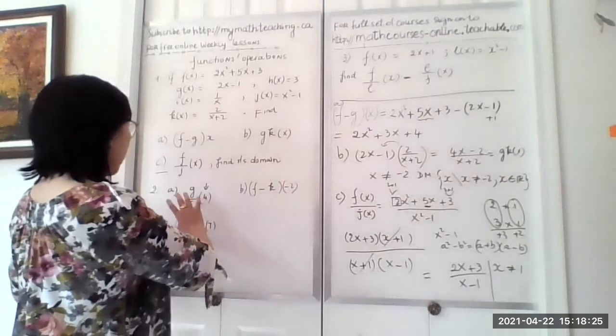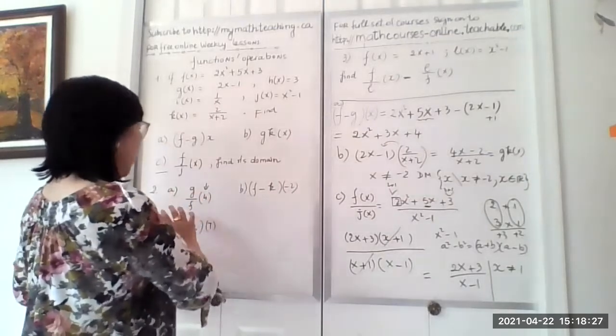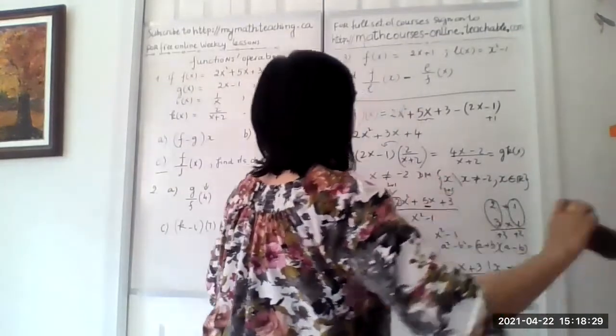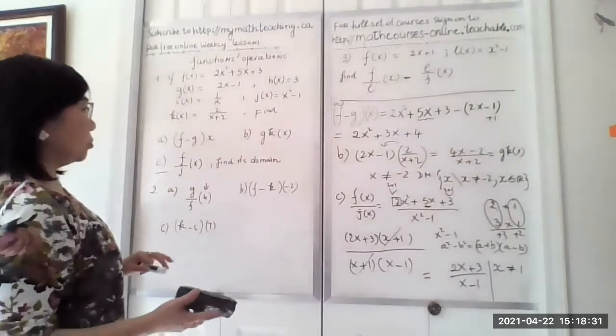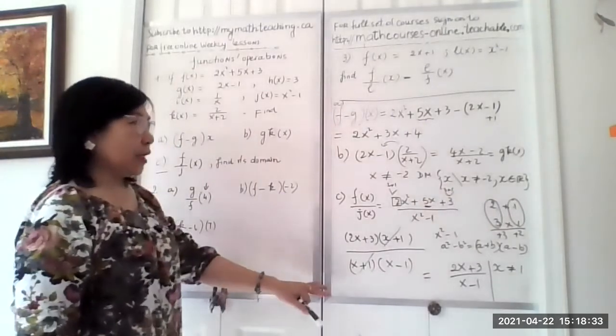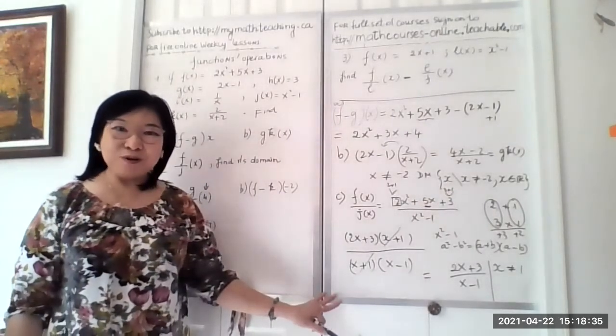Now we're going to proceed to 2A here. So I need the board to write down. So I'm going to have to erase this board.